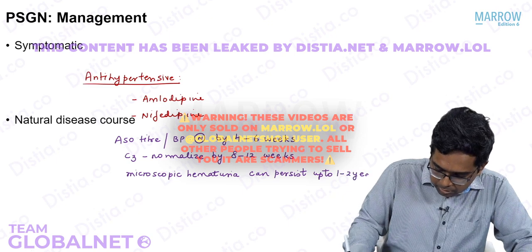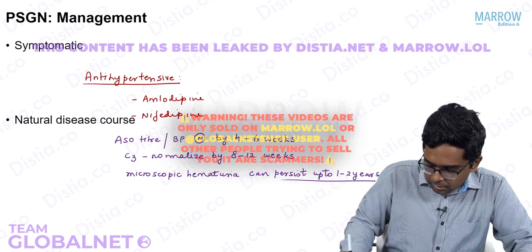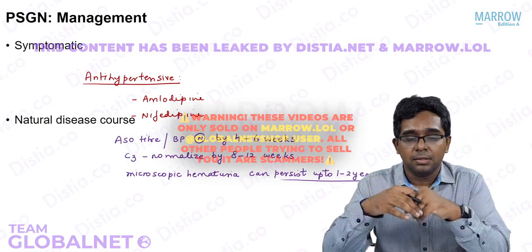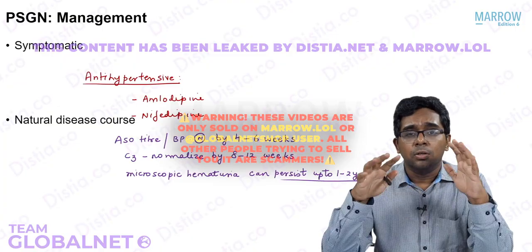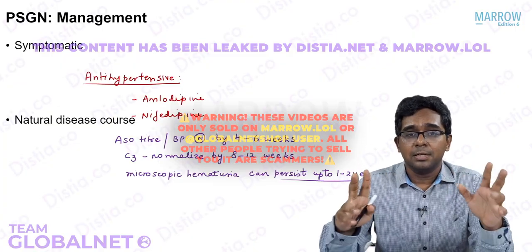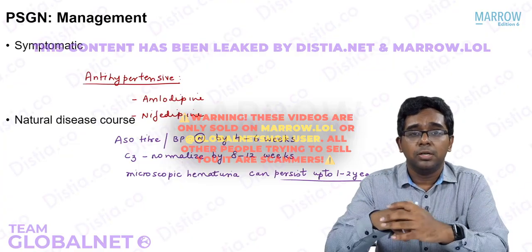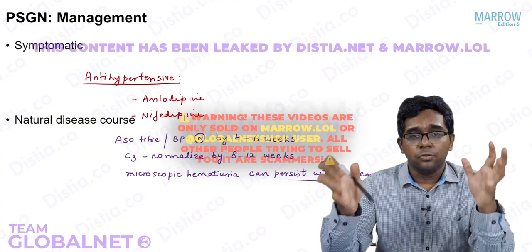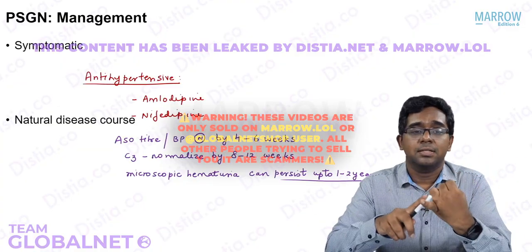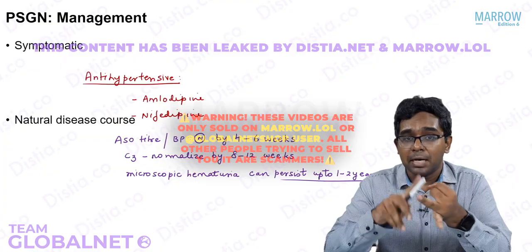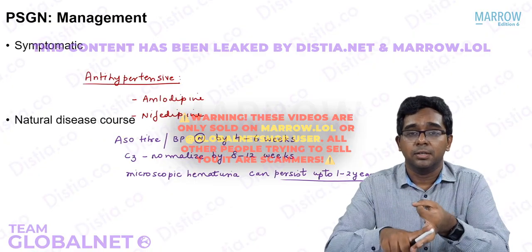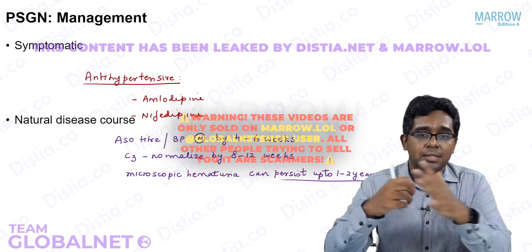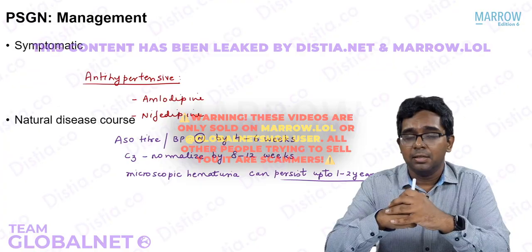This is an important point, because for example, you ask a child with PSGN to come for follow-up after a few weeks or a month, and you do the urine analysis, you may find that microscopic hematuria is still persistent. But that is not a problem at all, because it can persist for even up to 1 to 2 years. Rather, you should focus on other findings. How is the clinical status of the child? And how is the blood pressure of the child? And how is the ASO titer? By 4 to 6 weeks, all these should have been normalized. Then you can say that the child has completely recovered from this particular condition.